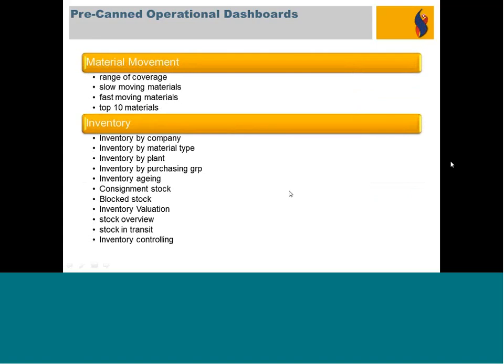Again, detailed analysis for materials movement for inventory management. Again, you can see information related to inventory controlling, inventory valuation, as well as inventory by plant. So again, we can segment this information out based on the data that you're using, but at the same time, these are some common themes that we've seen in particular industries within particular business units as well.